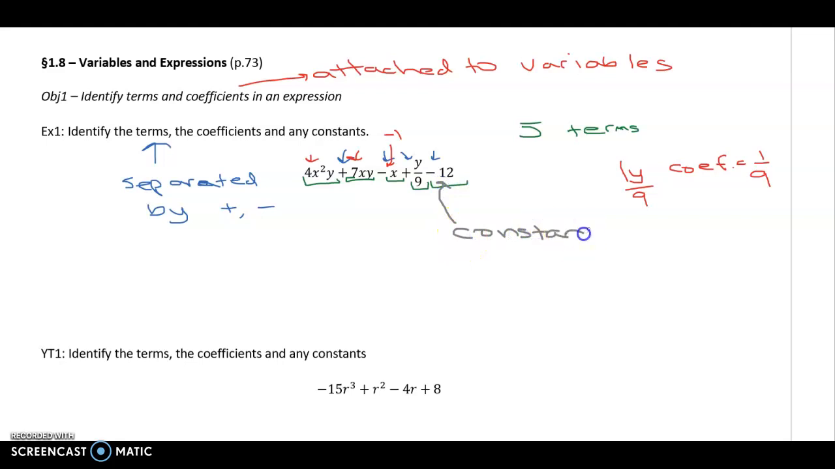So again, terms are always separated by a plus or a minus. So in this example, there are 5 terms. Coefficients are always attached to variables. So the 4 is a coefficient, the 7 is a coefficient. There's a -1 here as a coefficient. 1 over 9 is a coefficient, but -12 is not a coefficient, it is a constant. So hopefully you were able to follow that.